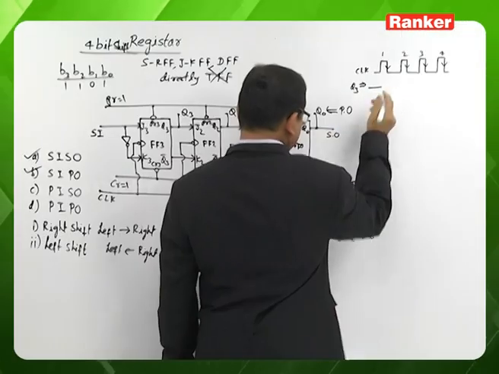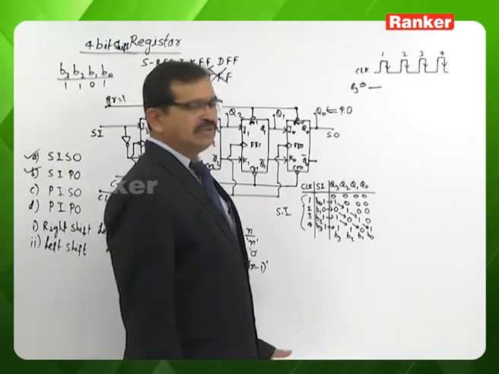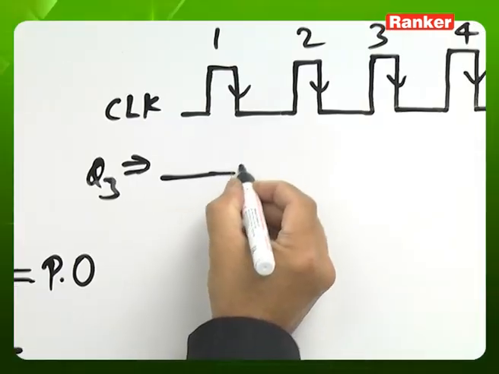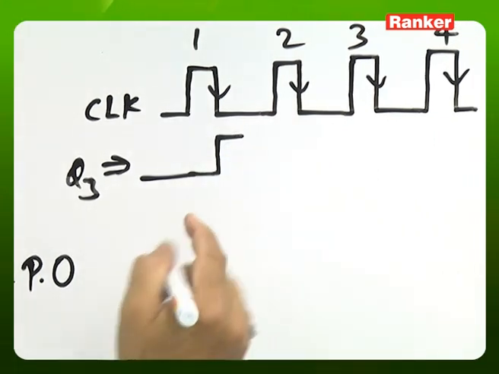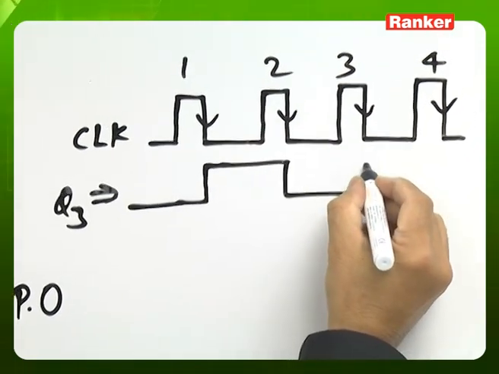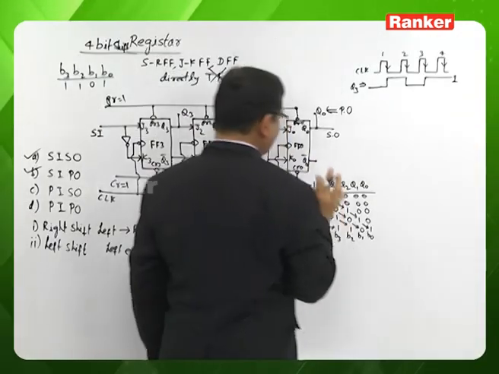initially 0. After the first clock pulse, it is getting 1. The reason is very simple, because of negative triggered. So after applying the first clock pulse, it is getting 1. And after the second clock pulse, it is 0. After the third clock pulse, it is 1. After the fourth clock pulse also, it is 1.